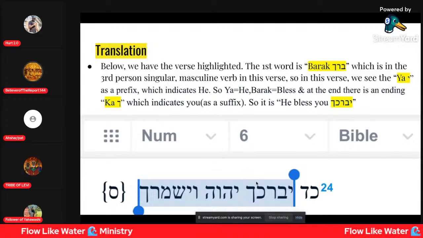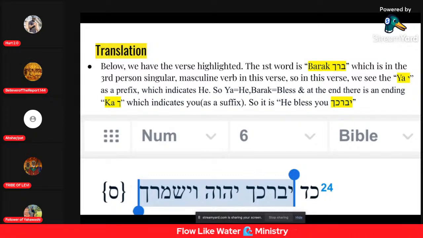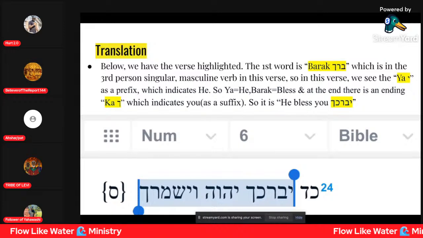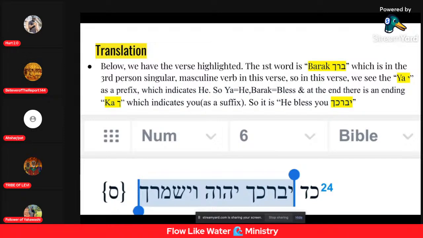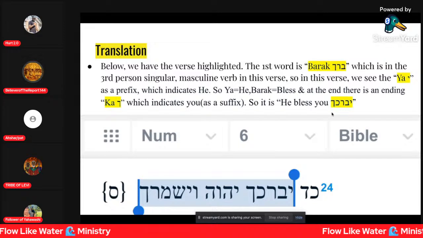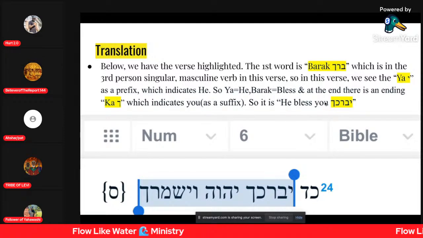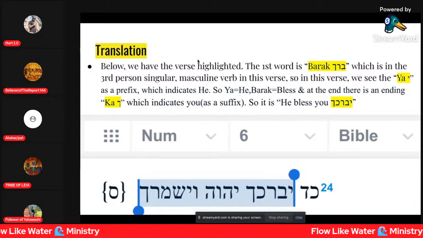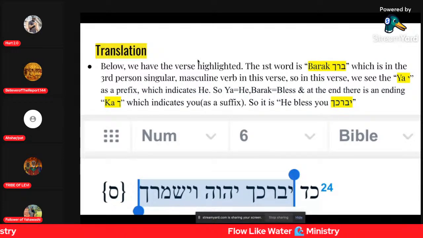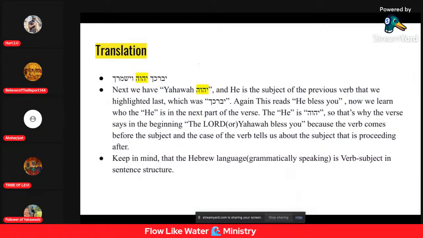As the slide explained, ya as a prefix typically will denote he. And then at the end, we have the ending ka, which typically denotes you when it's used as a suffix. So what we have here, just the first part of this verse, is he bless you. So now let's move on to the next part of the verse. If you could, read that.